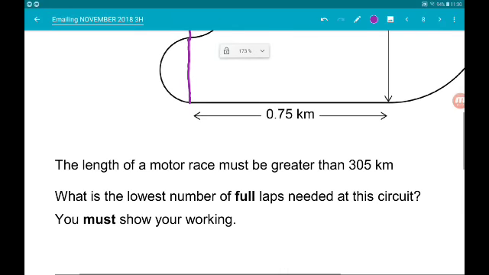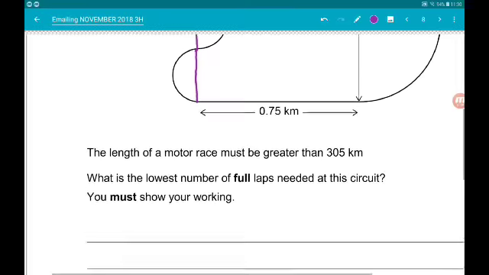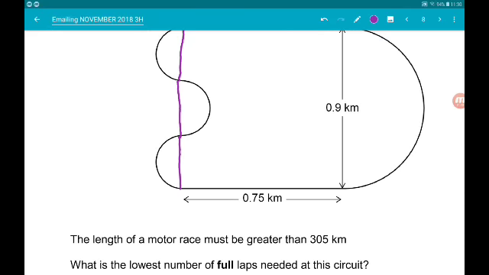Okay, we are told the length of a motor race must be greater than 305 kilometers. What is the lowest number of full laps needed at this circuit? We must show our working. 5 marks. Okay. So, the total length of a race has to be greater than 305 kilometers.